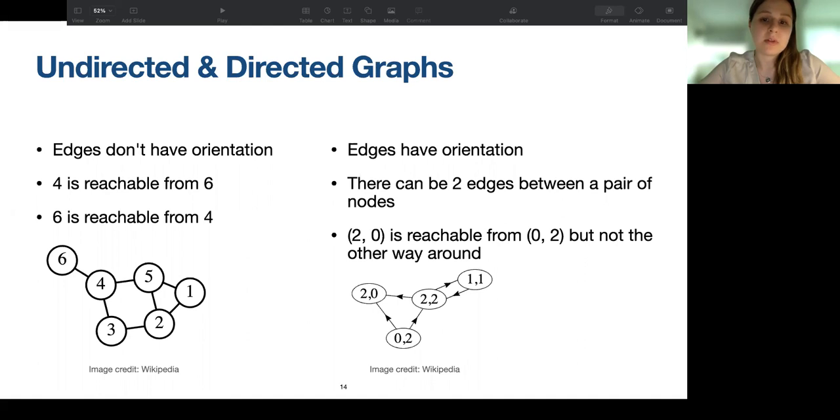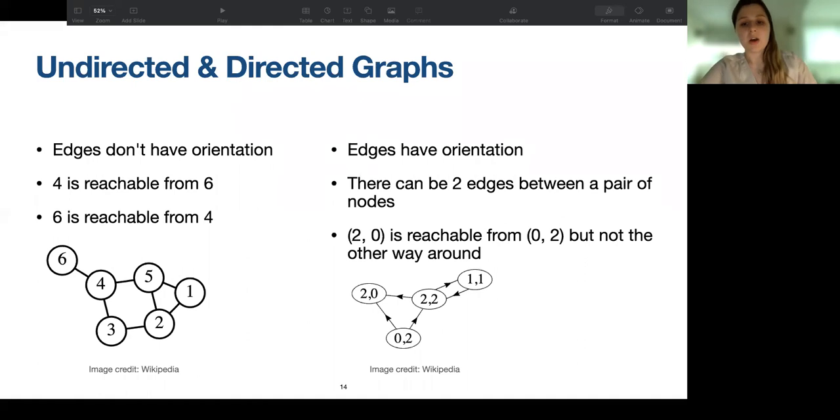Undirected graphs are the graphs where edges don't have orientation, and we say that if there is an edge between a pair of vertices, then each vertex is reachable from another. For example, for this little graph, 4 is reachable from 6, and at the same time, 6 is reachable from 4.